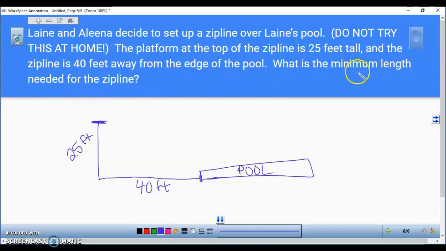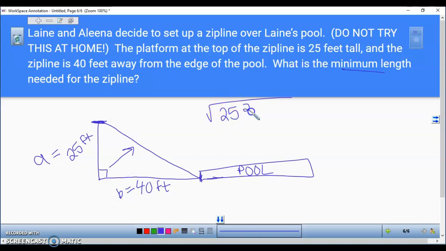So we're trying to figure out what is the minimum length needed for the zip line. So they're going to zip line diagonally. Here I'm missing my diagonal length across from the right angle. That means I'm missing my hypotenuse. I have my legs A and B. So I will have 25 squared plus 40 squared equals my C value. So when I put this into my calculator or my phone, whatever, and remember the order doesn't matter here. This can be 40 squared plus 25 squared. I get approximately 47.17 feet.